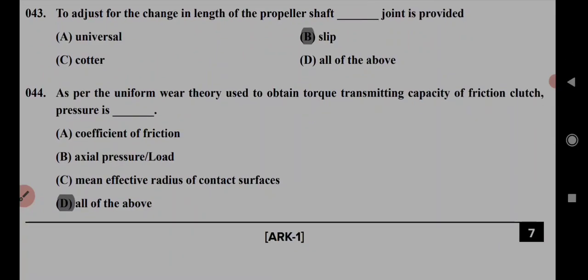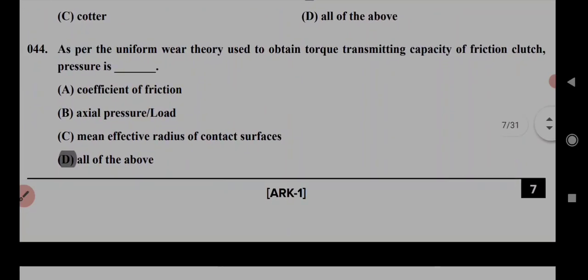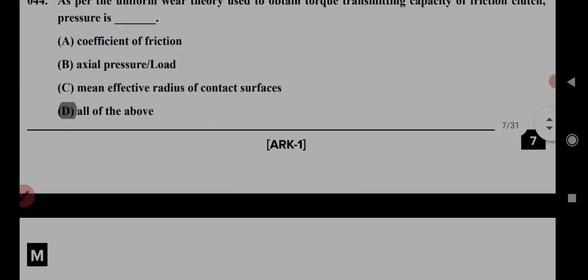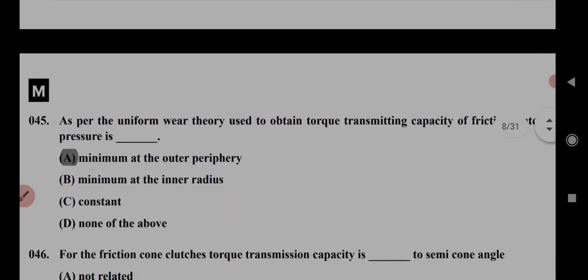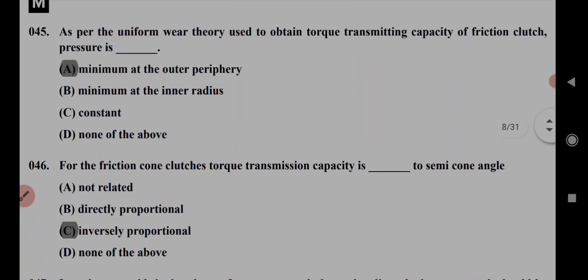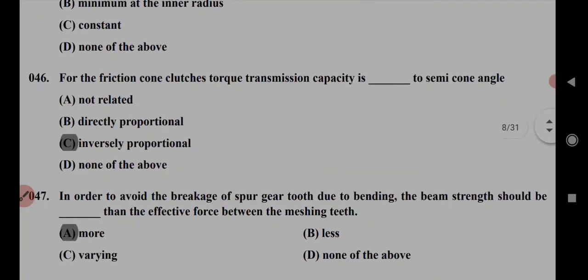44. As per uniform wear theory used to obtain the torque transmitting capacity of a friction clutch, pressure is... So all of the above. Coefficient friction, axial load, mean effective radius and contact surfaces. As per uniform wear theory used to obtain torque transmitting capacity of friction clutch, pressure is minimum at the outer periphery. For the friction clutch, torque transmission capacity is ... to semi-cone angle.